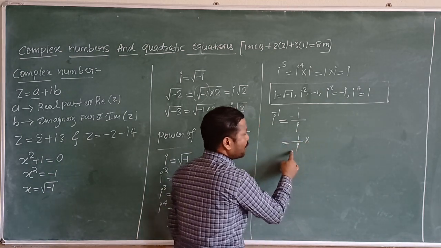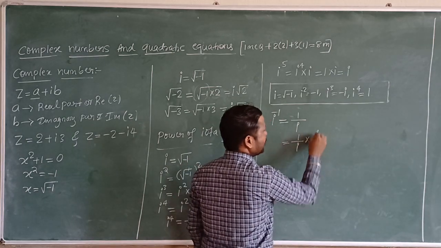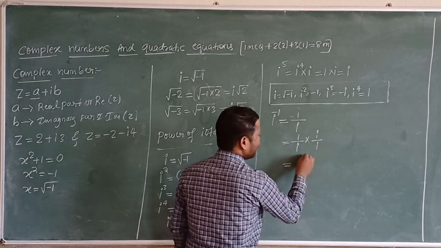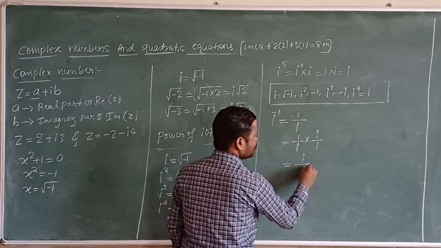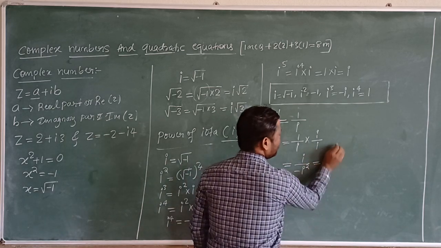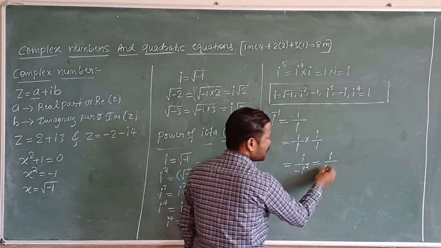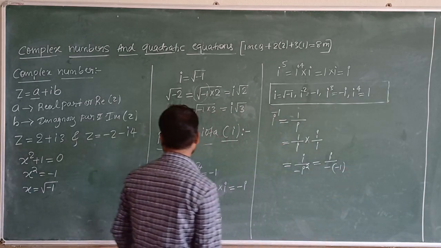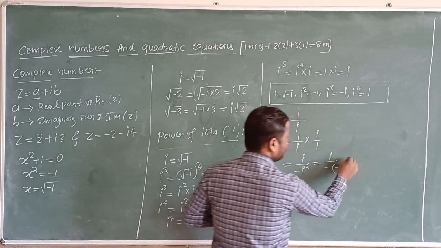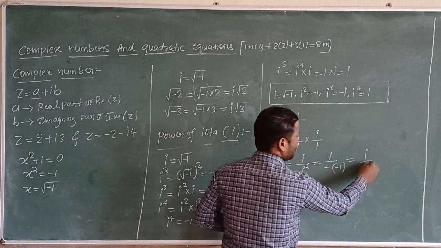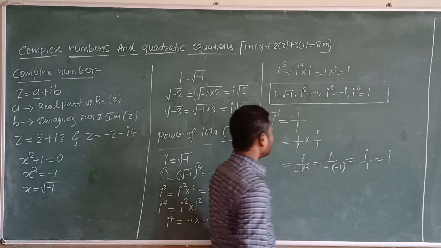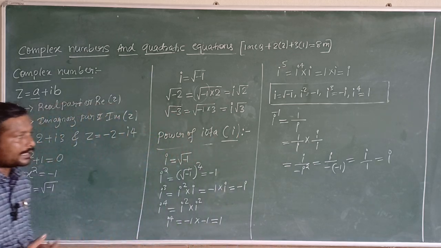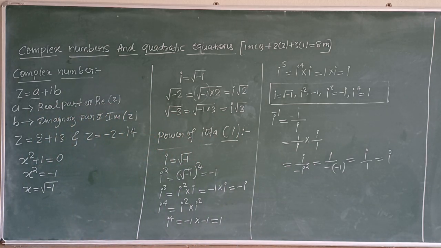Into the iota rationalizing factor, which is i itself. So i divided by i, then 1 into i divided by i into i, that is i square value. Minus, that is i divided by the square root of -1, because iota square is -1. Minus into minus gives plus, so we get i. I to the power -1 is nothing but i. So we have to solve powers of i like this, right?